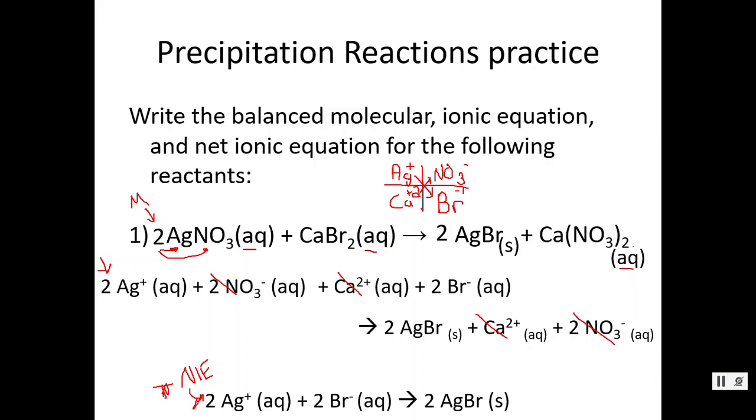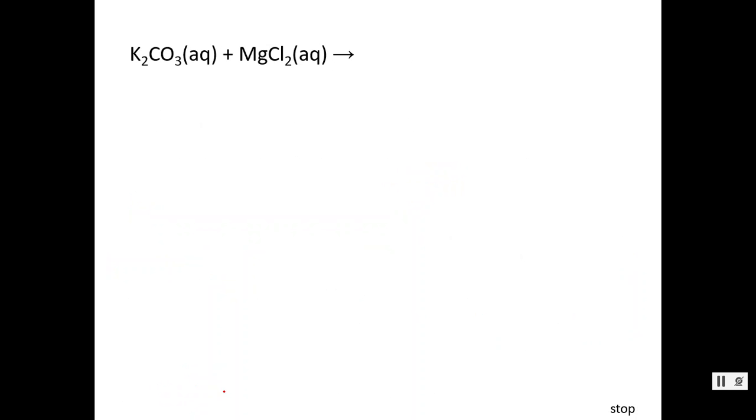So you should feel comfortable being able to use your skills to write molecular, total, and net ionic equations. Let's do one more. Why not, right? It's cold out, nowhere else to go. Let's do one more. We've got potassium carbonate and magnesium chloride.